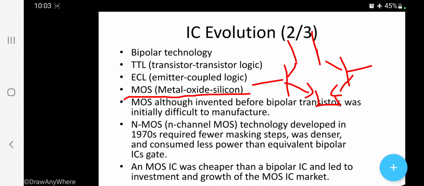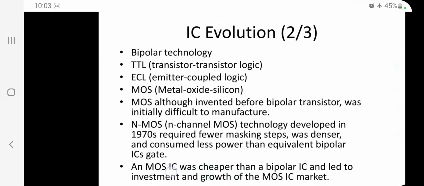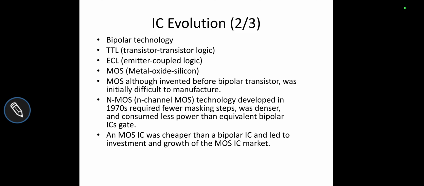MOS IC was cheaper than bipolar IC and led to investment and growth. Obviously, everything is about the market. Those who are going to invest money will see which is cheaper and which design you get at a lower price. So MOS IC was cheaper than bipolar IC, and that's why investments grew in the MOS market.